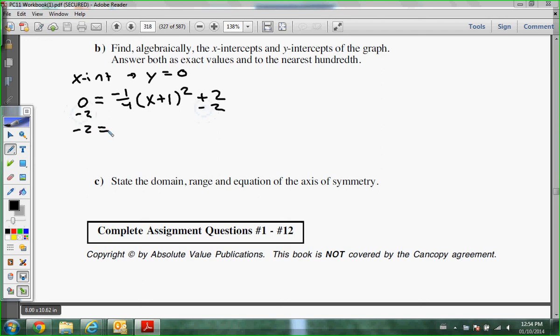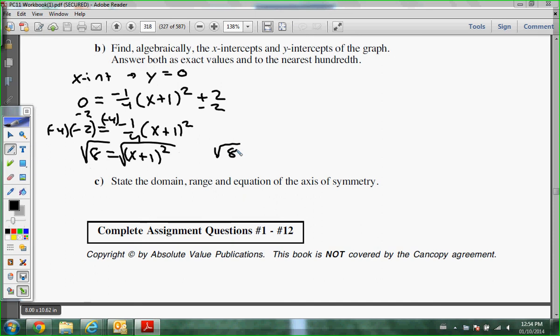How do you get rid of 1/4? Multiply by negative 4. So I get 8 equals (x plus 1) squared. We're going to square root. We get root 8 equals x plus 1, minus the 1. We get negative 1 plus or minus root 8 equals x.